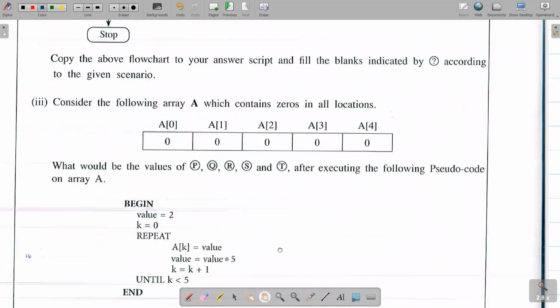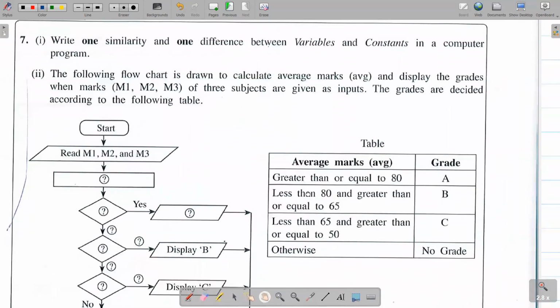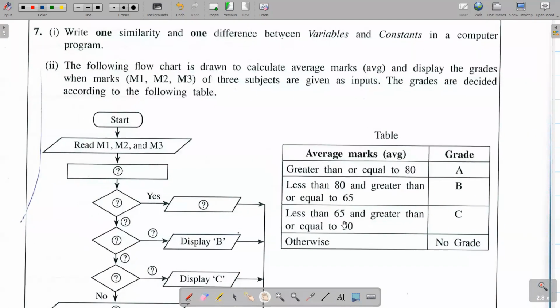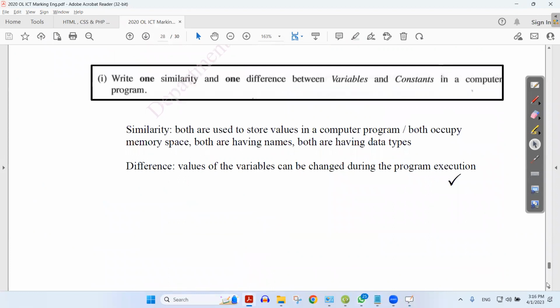All right, we are coming to the last question, the seventh. In the first part, it asks to write one similarity and one difference between variables and constants. What are the differences between variables and constants? Okay, so here come the similarities and differences.